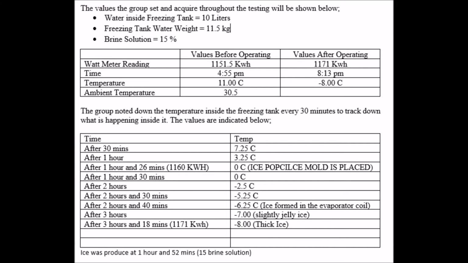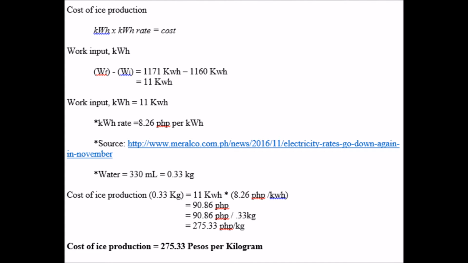So, for the summary, in a total of 1 hour and 52 minutes, the group produced ice using the 15% brine solution. The computations are the same. Multiply the total kilowatt hour used starting at 0 degrees by the kilowatt hour rate of Meralco. Then divide it by 0.33 kilogram, which is equal to 330 milliliters, the amount of water inside the ice mold. Then the total cost of ice production for the 15% brine solution is 275.33 peso per kilogram.